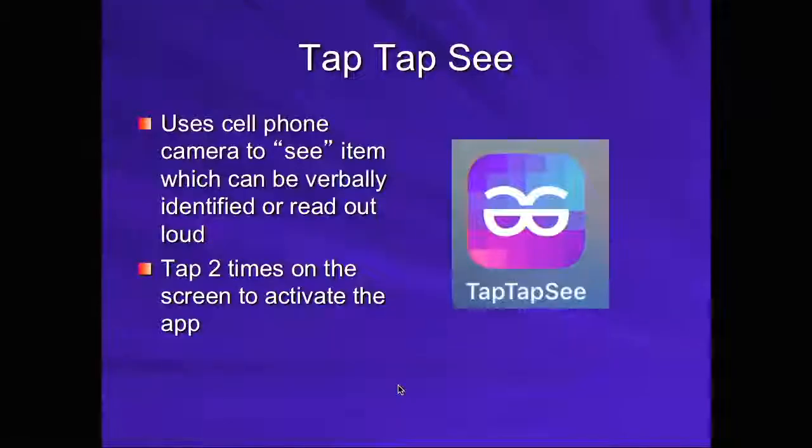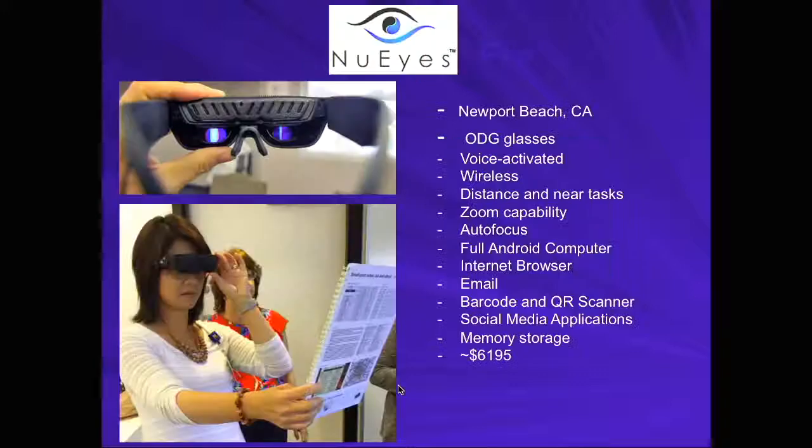Tap Tap See is another one that is a reading one. When you have your VoiceOver on the phone, if you download this, you can tap on your phone and then the camera will see the item and try to identify it for you. And it works pretty fast. You tap it, and just a few seconds later, it'll tell you what's going on there.